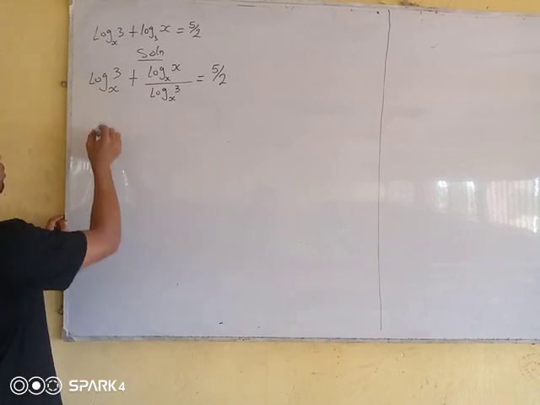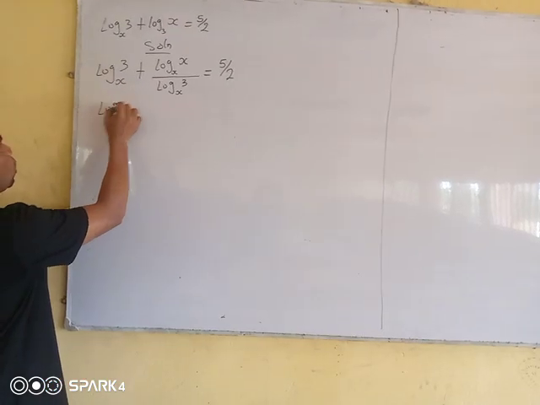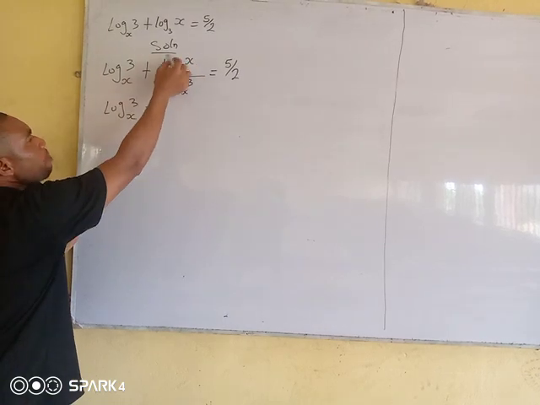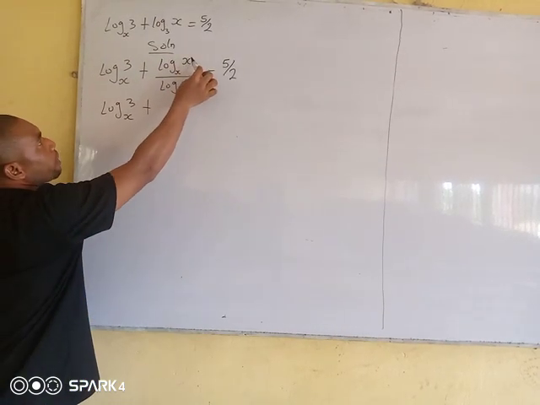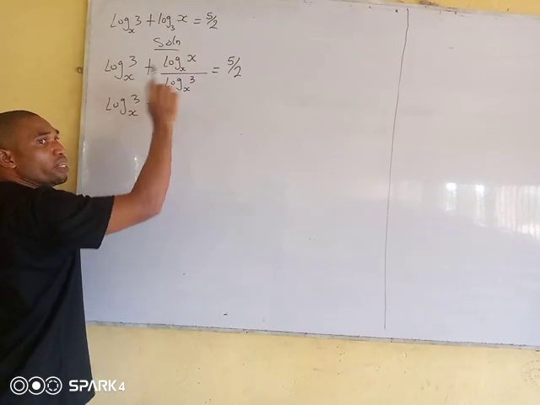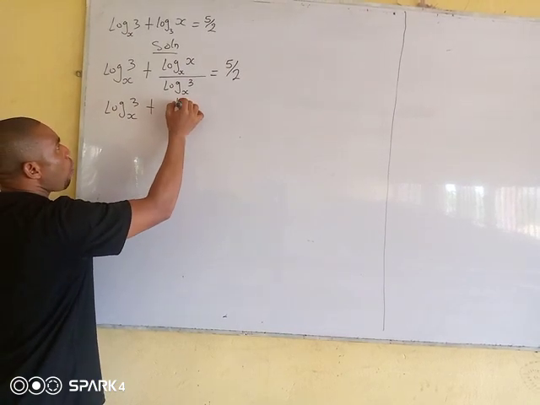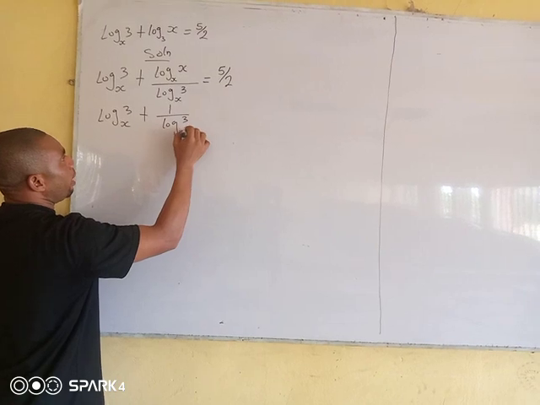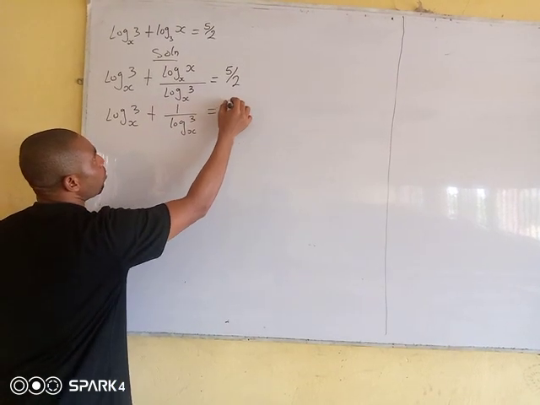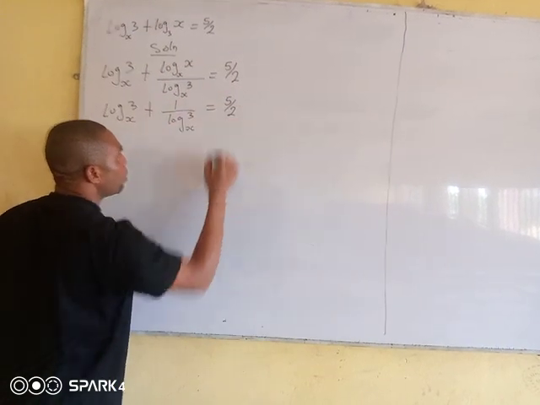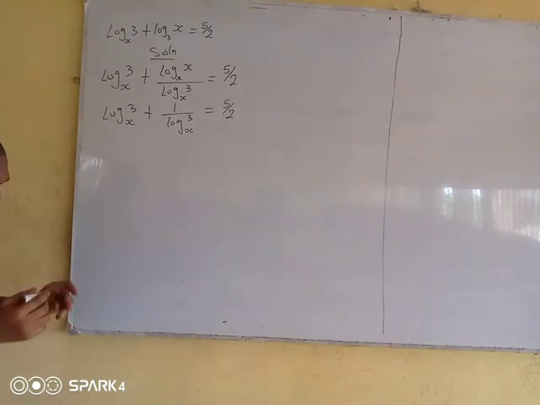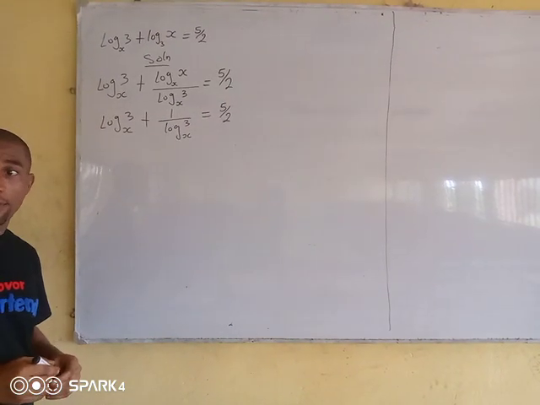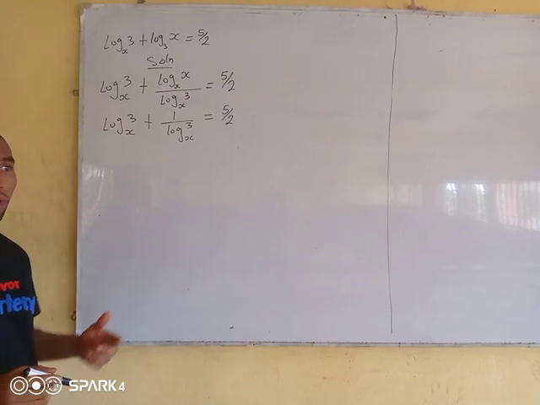Now from here, I'm having log 3 base x plus. Now remember from your law of logarithm that the log of a number to the same base is 1. Meaning I'm going to have 1 over log 3 base x is now equal to 5 over 2. Now, this is where some students find it very difficult to continue solving.